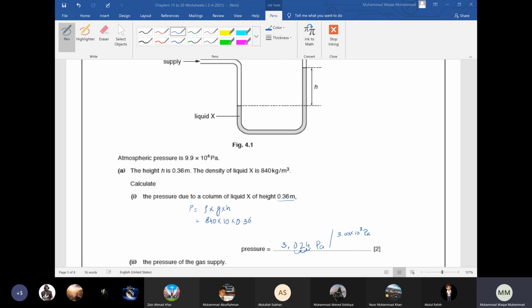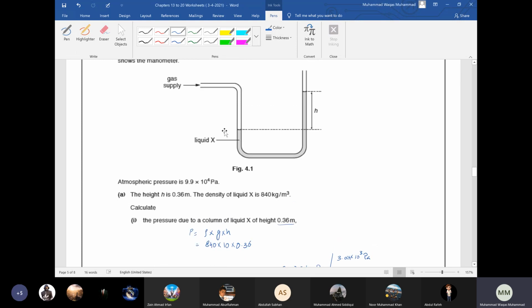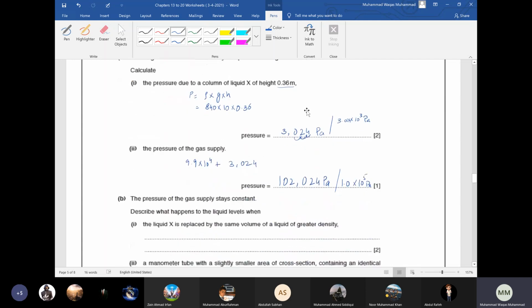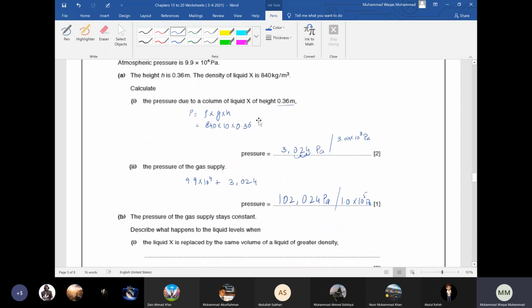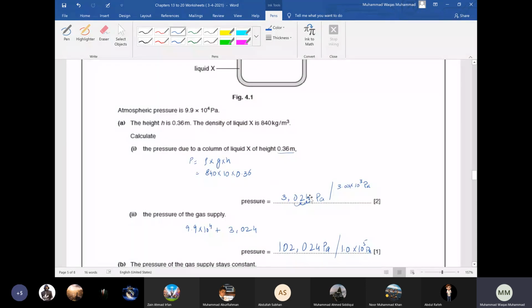Beta, basically see, when a more dense liquid is used, this height difference, what will happen to that? Sir, it will decrease. Because the pressure difference is the same, na. Yes. Gas pressure does not change, atmospheric pressure is there, it does not change, right? So if you are using a liquid which is denser than the liquid X, then obviously the same pressure difference we just calculated here. What is the pressure difference? Pressure due to liquid column X is 0.36 meter, right? So basically the pressure difference is given by 3024 Pascal.